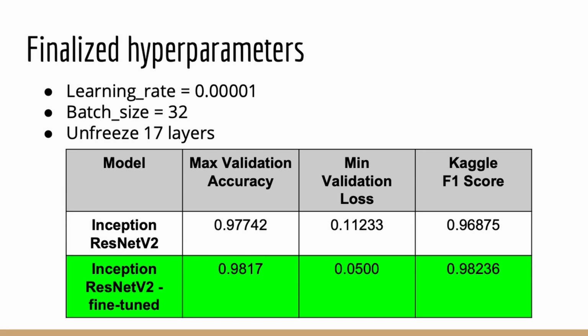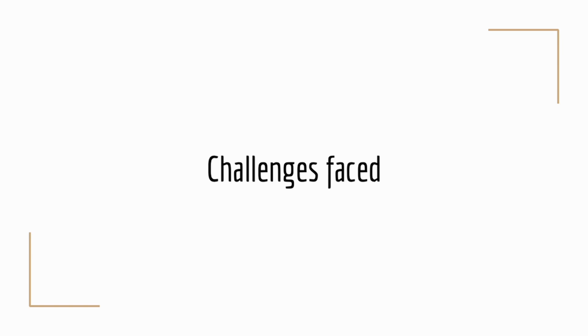After adjusting the hyperparameters of the Inception ResNet v2 model with the optimal hyperparameters, there was an increase in maximum validation accuracy, a decrease in validation loss, and a 2% increase in Kaggle score. Let us move on to some of the challenges faced in this project.